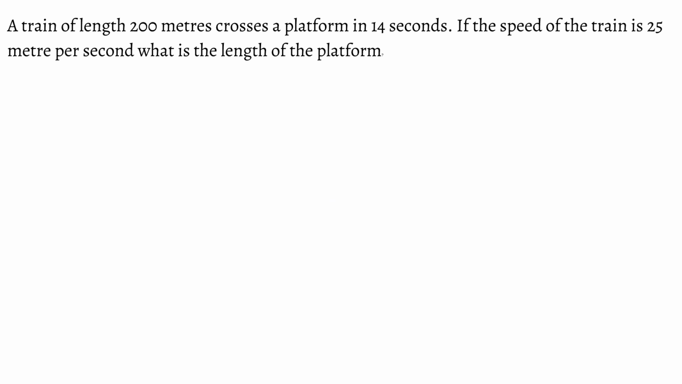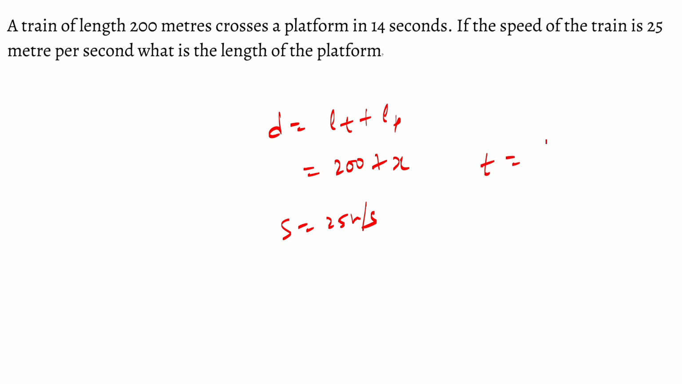Now let's solve this example. A train of length 200 meters crosses a platform in 14 seconds. If the speed of the train is 25 meters per second, what is the length of the platform? We have the length of the train, but the distance is equal to the length of the train plus the length of the platform. We know only the length of the train, so 200 plus the length of the platform, let us assume it to be x. And we know the speed as 25 meters per second. So time is equal to distance by speed. Time we know, 14 seconds.